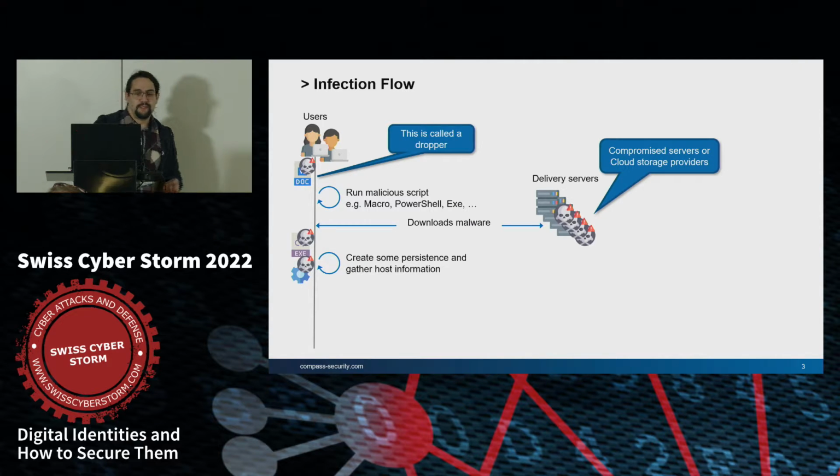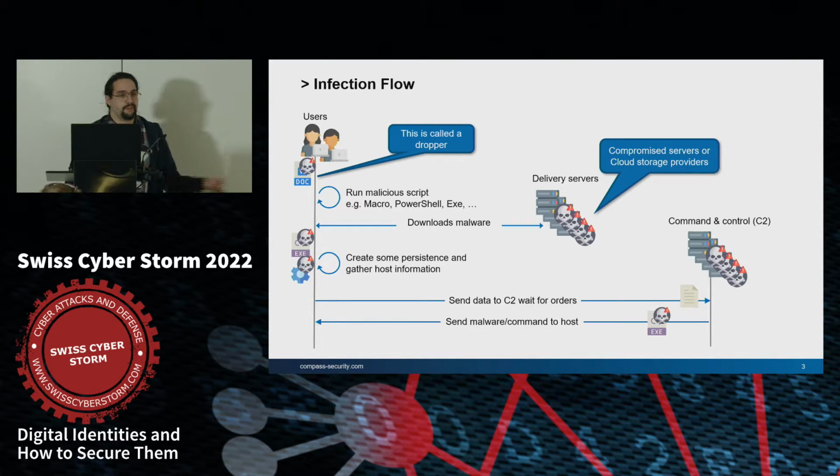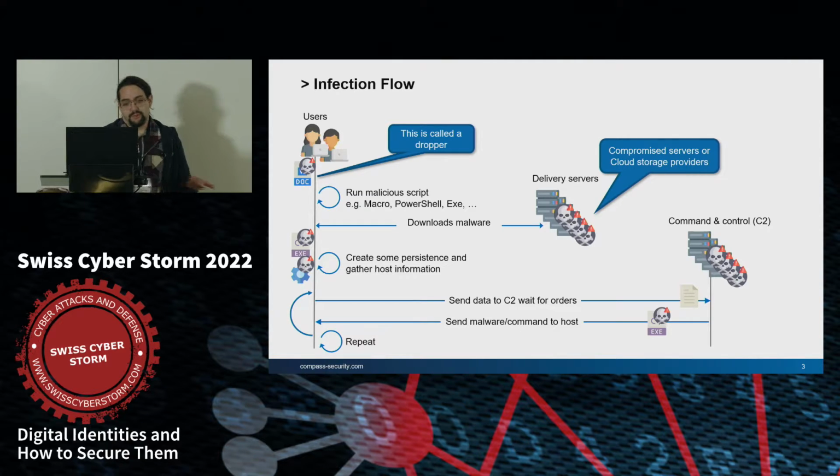Then when they download the malware, this malware tries to get some information about the host or the system, and then it runs some persistence so the attacker can continue his process. This sends data to the C2 server, which is the command and control, and the command and control sends additional malware. This can be ransomware, another type of malware if they want to investigate more about the network, or just simple commands that the first malware can execute. And then they repeat this process, and this is what's called beaconing.